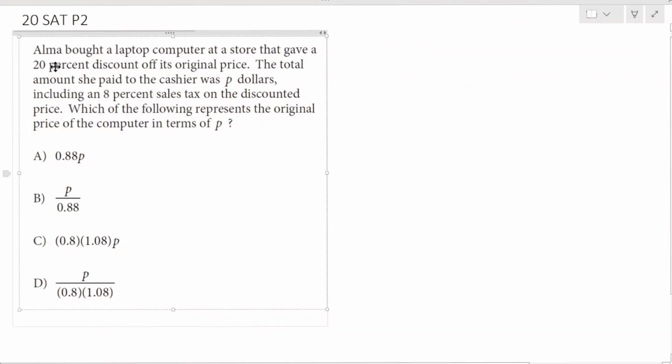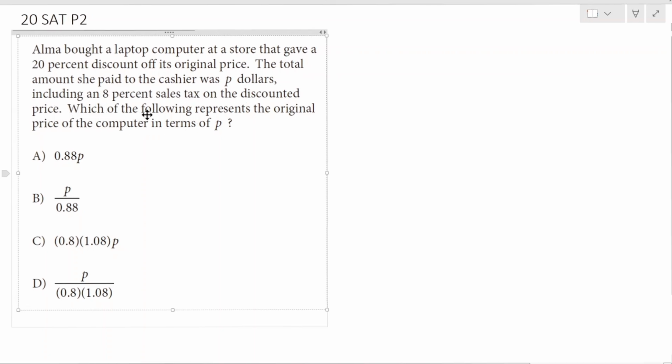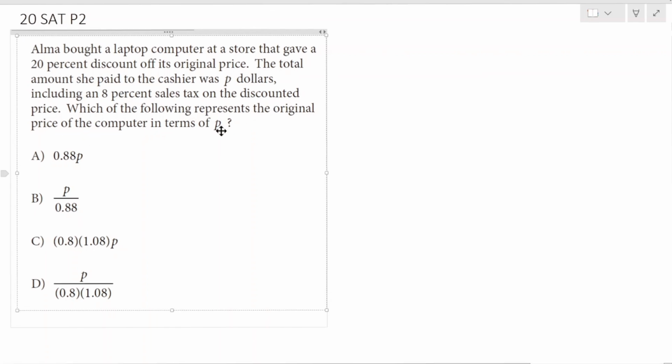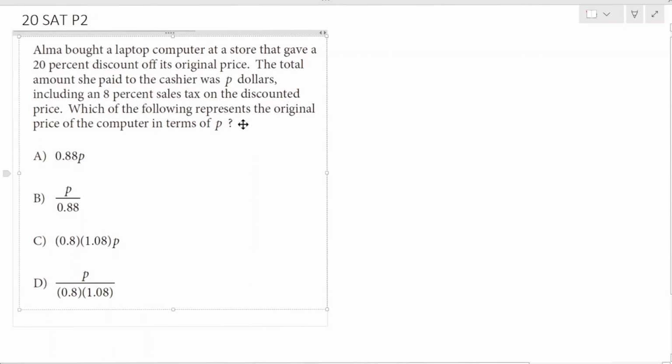Question 20. Alma bought a laptop computer at a store that gave a 20% discount off its original price. If the total amount she paid to the cashier was $P, including an 8% sales tax on the discounted price. That means she paid tax of 8% from the discounted price, not the original price. Which of the following represents the original price of the computer in terms of P?